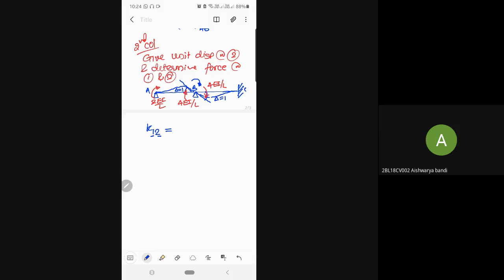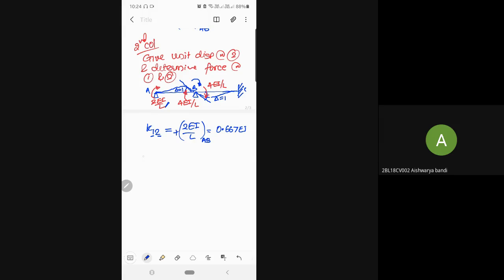Now what is the force at A? It is 2EI by L. What is its direction? It is clockwise. Our coordinate is also clockwise, so that means it will be positive. And this is for member AB. Clear? So if you substitute that, what you get is 0.667 EI.